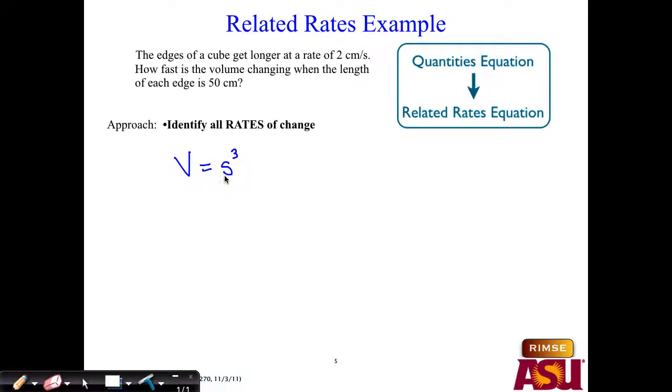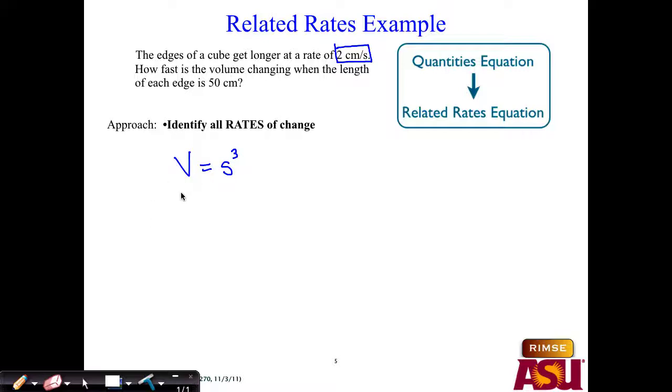When I change the side length a little bit, the volume's going to change a little bit, but I'm not really interested in how the volume changes per centimeter change in side length or something like that. What I'm interested in is, if the edges are getting longer at this rate of time, like a time rate here, centimeters per second, like a speed, I want to know what speed the volume is changing at.